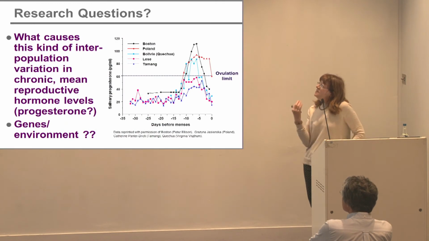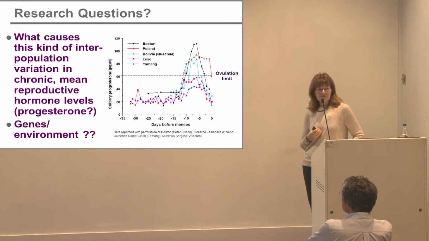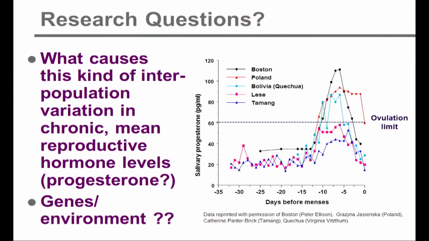To set the scene, though, about reproductive function, and to set it in a context of social science and issues like inequality that James was just talking about, I wanted to show you this slide, which comes from studies of different populations around the world. This is looking at average progesterone profiles across these different societies.